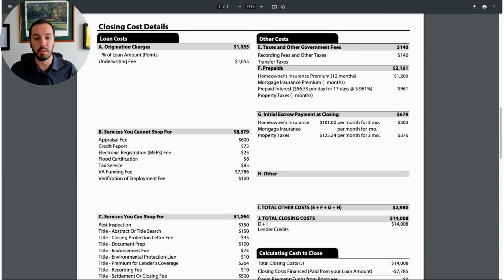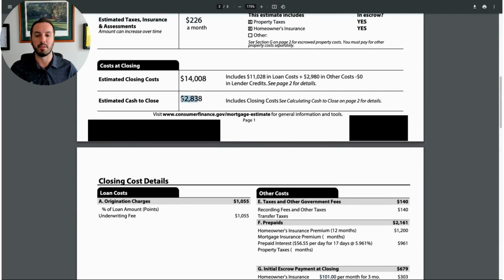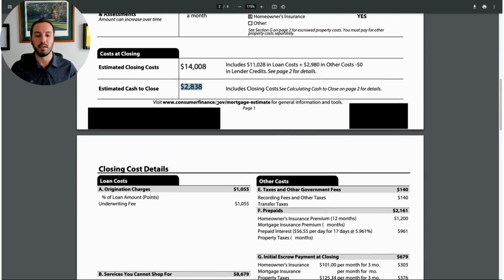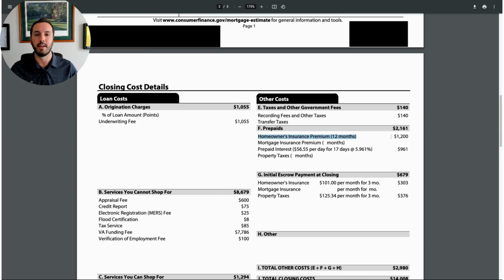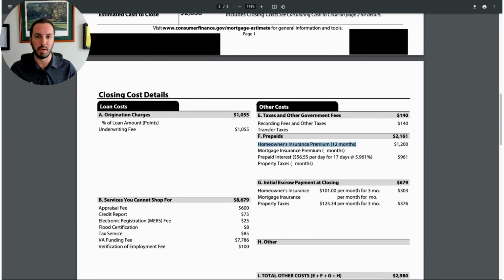And then as far as the prepaids, that's going to depend again. What are they putting in as a monthly estimate for home insurance? That's something that you pick. That's something that can change your cash to close number when you're comparing and shopping around with different lenders, because you are paying for the first full year of your homeowner's insurance policy right here. That's a part of the closing costs. That's what skews that cash to close number when you're comparing lenders. Again, stick with A and B. That's going to be your determination on which option is better.